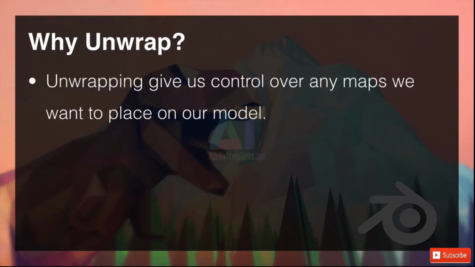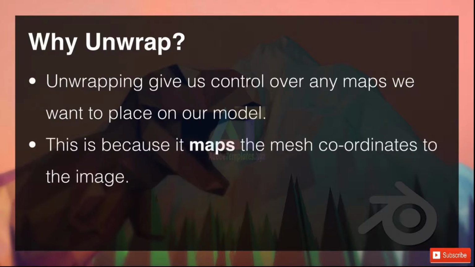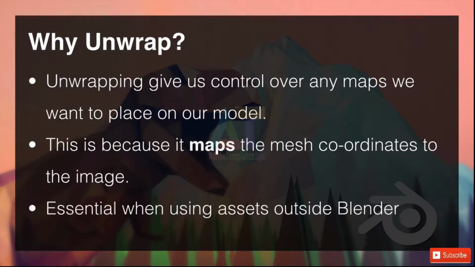Well, unwrapping gives us control over any maps we want to place on our model, whether that be a diffuse map or a texture or a bump map. Anything that we want, it gives us control over where it is on our model and how it looks. And this is simply because it maps, that's where the word comes from, it maps the mesh coordinates to the image.